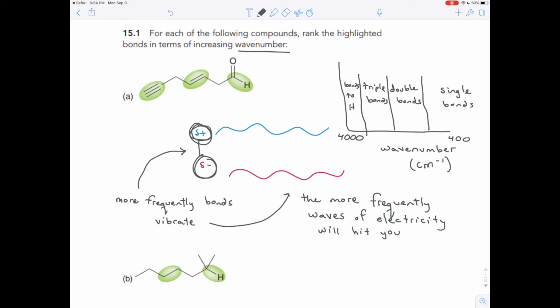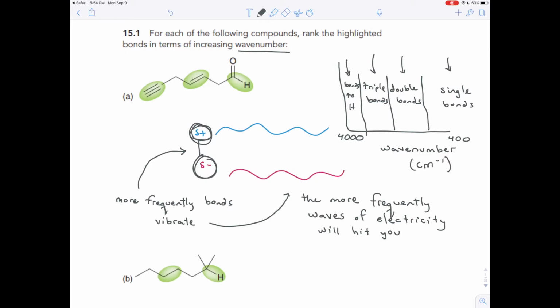You can think of the reason why if you think of bonds sort of like springs. So a single bond would represent a relatively weak spring. So when you pull it apart, it doesn't bounce back together quite as quickly. Double bonds are stronger springs, so when you pull them apart, they bounce back together more quickly, and so you get more frequent waves. Triple bonds are even stronger springs, so if you pull them apart, they bounce really quickly, and you get even stronger waves. And last but not least, hydrogens.